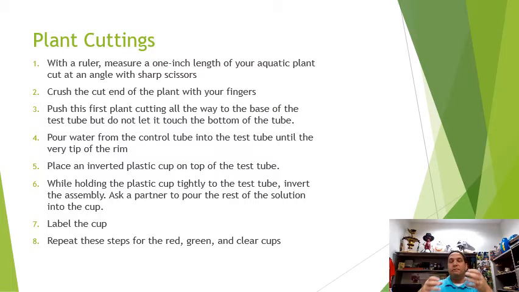Then, while holding the test tube in one hand and the plastic cup in the other, you put the plastic cup on top of the test tube. You put the test tube up so that the water level of the test tube is touching the surface. That test tube should be filled all the way to the brim, and you've got water at the tip. And then you take that whole thing and you flip it over.